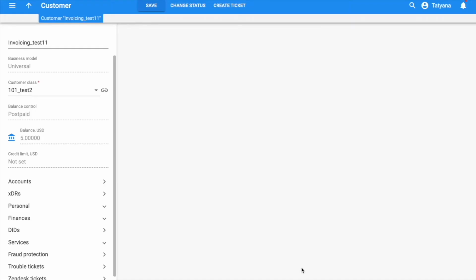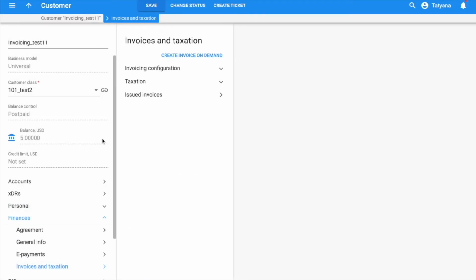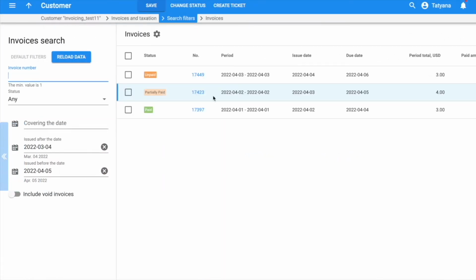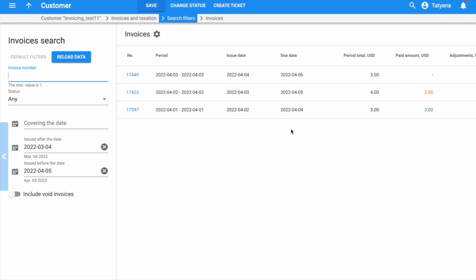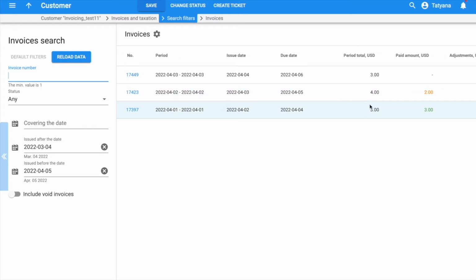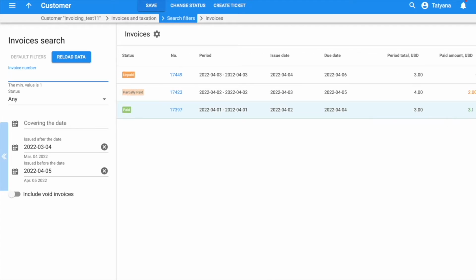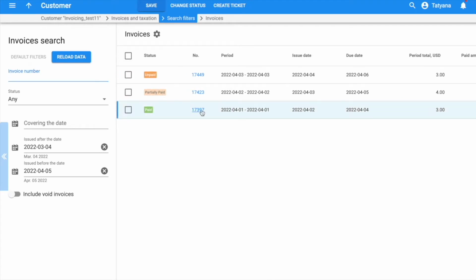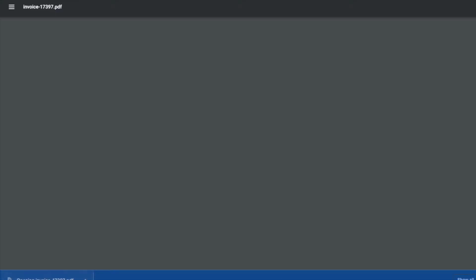Let's look at these invoices on our web interface. This is our test customer invoicing test 11. Let's go to invoices and taxation, issued invoices. And what we have here are the same invoices that we've just seen in the presentation. Let's look at our first invoice generated on April 1st. Its period total is $3 and the paid amount is also $3. Let's open it.